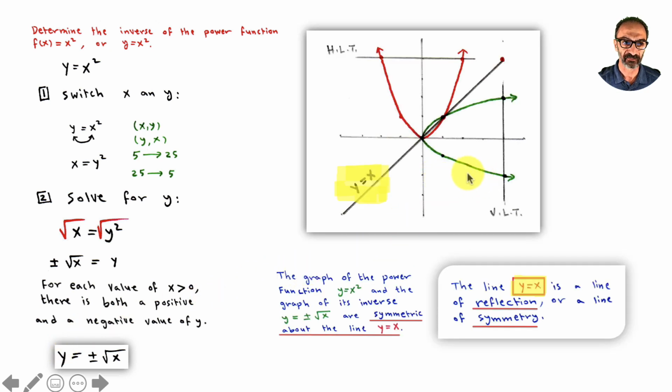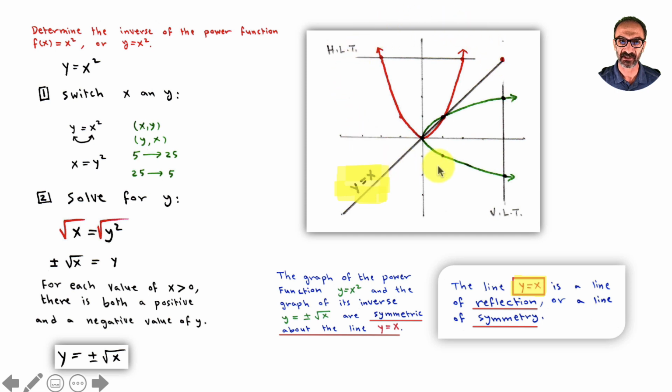Here's the graph with some comments about the graph. This is y equals x to the second. This is y equals plus minus square root of x. The graph of the power function y equals x to the second and the graph of its inverse y equals plus minus square root of x are symmetric about the line y equals x. You see the line y equals x?